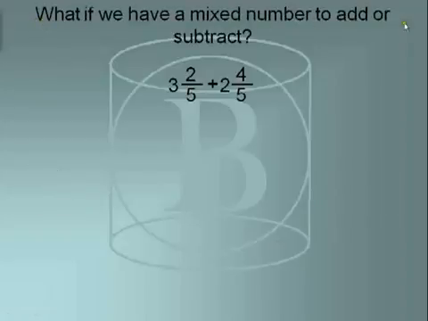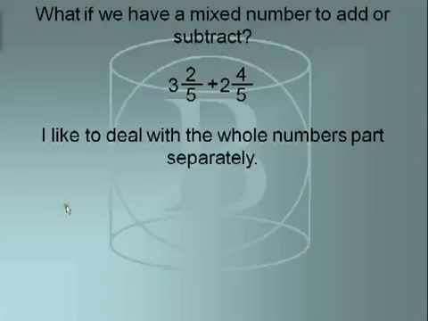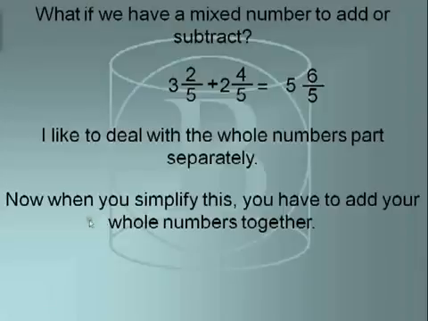Alright, what if we have a mixed number to add or subtract? I like to deal with the whole number part separately, so what I'm going to do is take that 3 and that 2 and add those together and get 5. Then I know that my denominator is going to be the same, it's not going to be changed, so the next step is to add the numerators. So 2 plus 4 is 6. Now when I simplify this, I've got to add that whole number together. So 5 goes into 6 one time, so I have another whole number of 1. So I'm going to have to add that 1 to the 5, and then I've got a remainder of 1. So I'm going to have 6 and 1/5 when I simplify here.